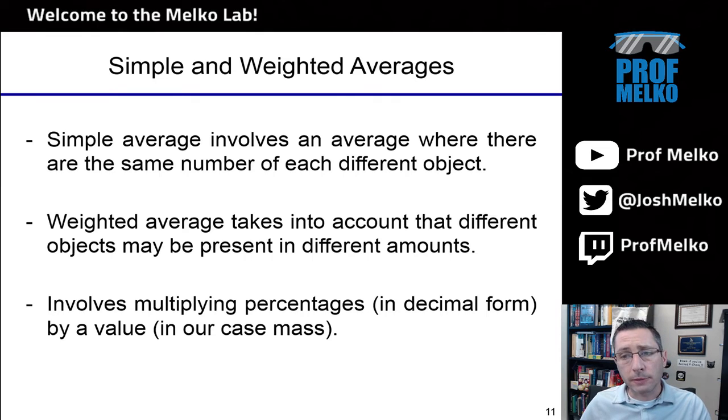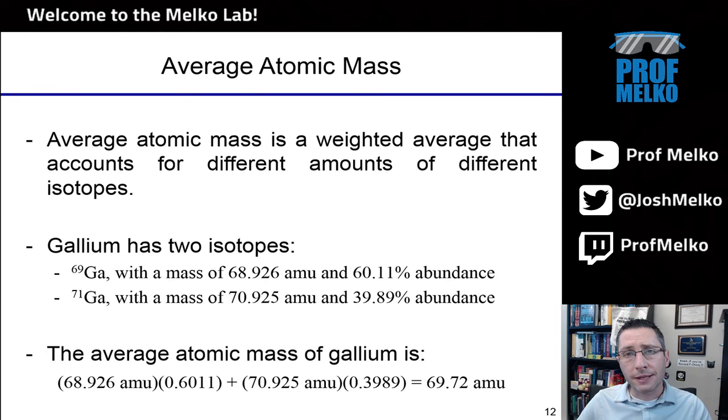Simple averages we're really familiar with: you add up all the numbers and divide by the number of things. A weighted average takes into account that different objects may be present in different amounts. So you multiply percentages by a certain value. That's a weighted average, and that's what we use in determining the average atomic mass. It makes more sense if we look at an example. This average atomic mass is a weighted average that accounts for the different isotopes.